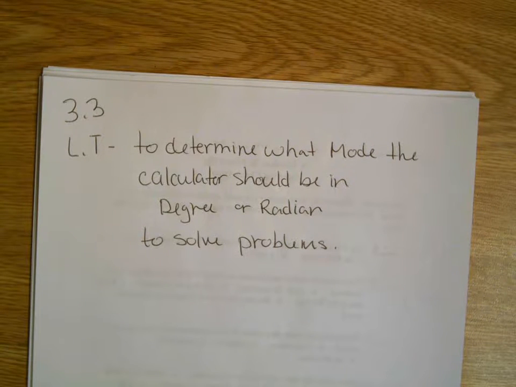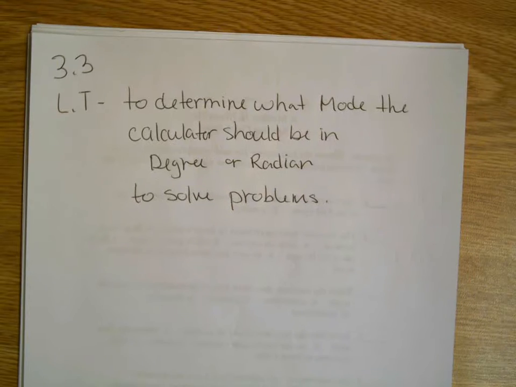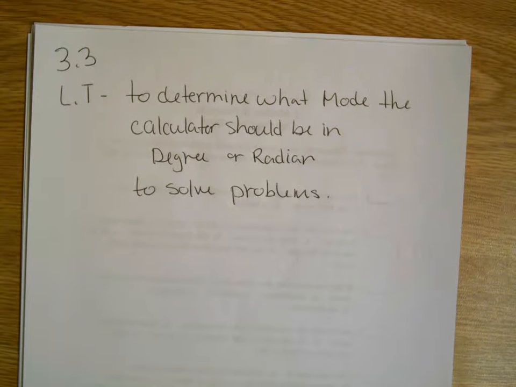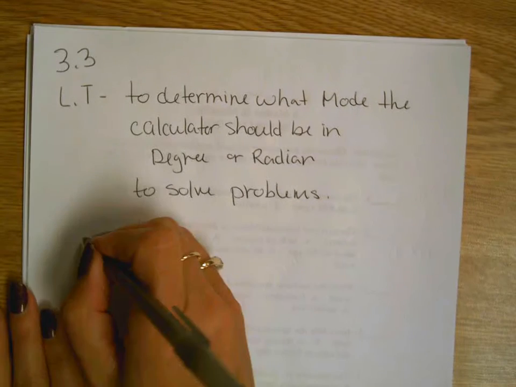Okay. Well, first off, you only need to care about your mode when you press sine, cosine, and tangent. If you're not using those buttons, like in chemistry class, you don't care what mode you're in. But if you're going to touch sine, cosine, or tangent, or the inverses, you need to know what mode you're in. So that's the first thing.